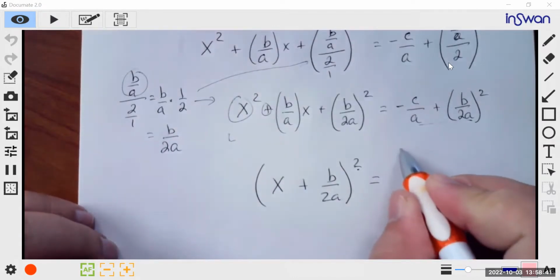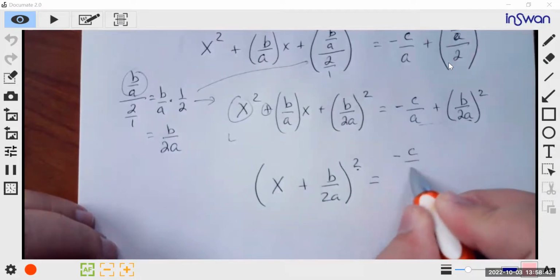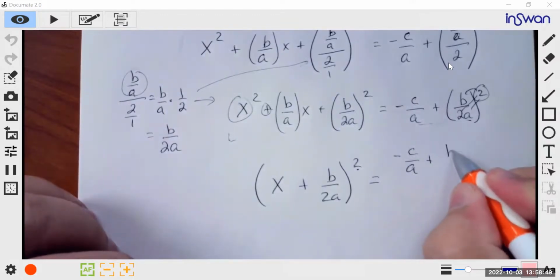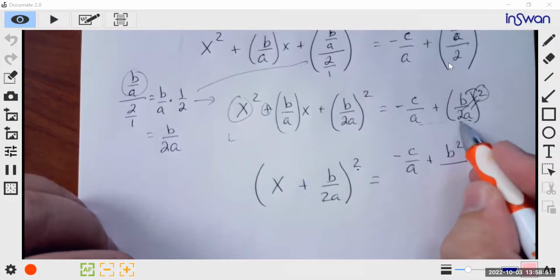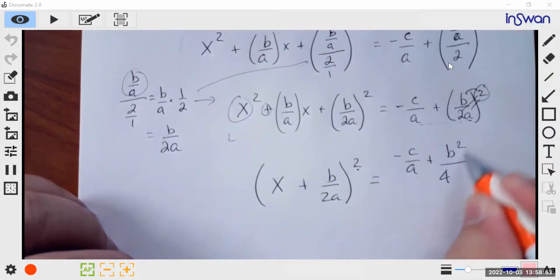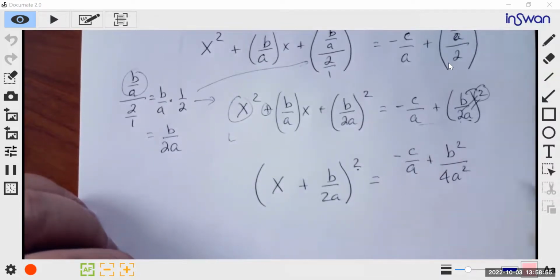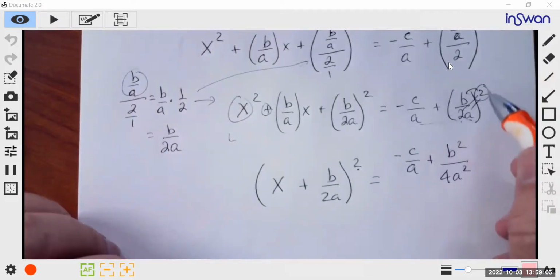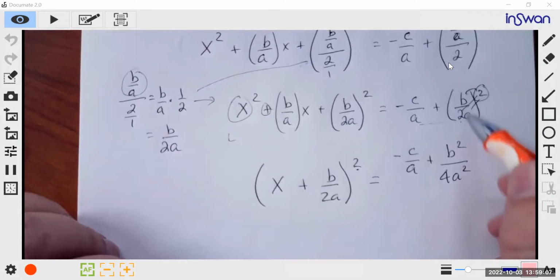So we have negative C over A. This squared goes to every member inside there. So it's B squared, 2 squared is 4, A squared. When you square a parenthesis, everything inside there gets squared.